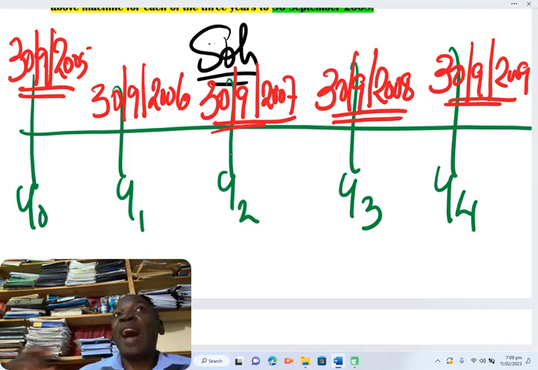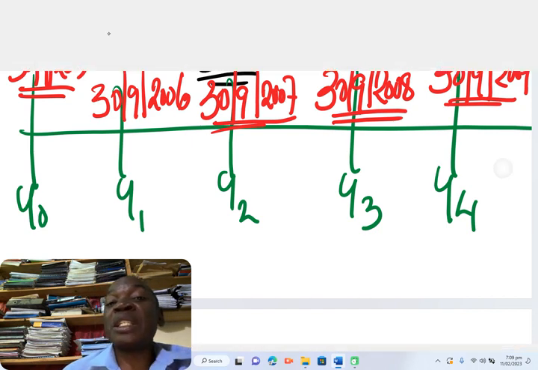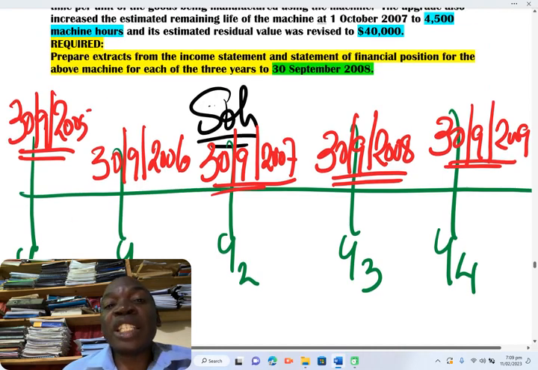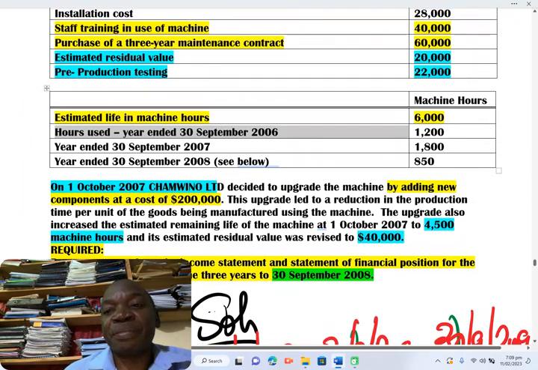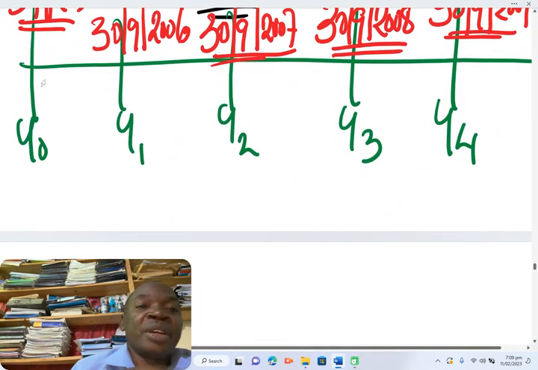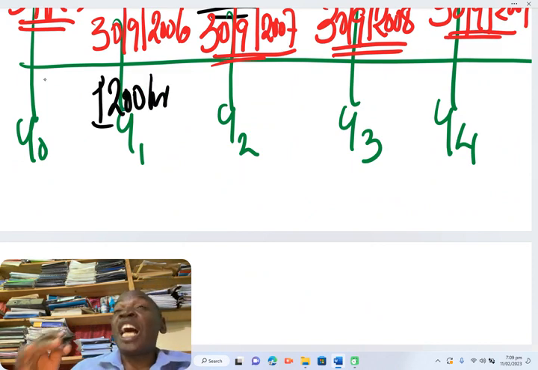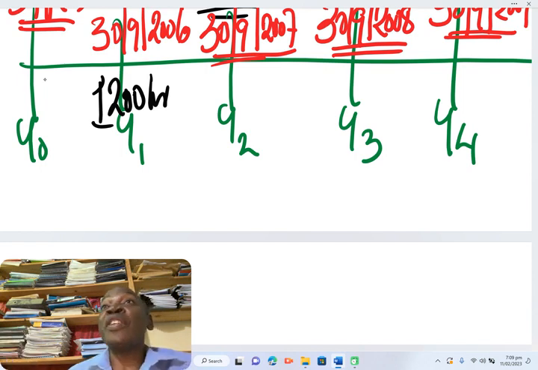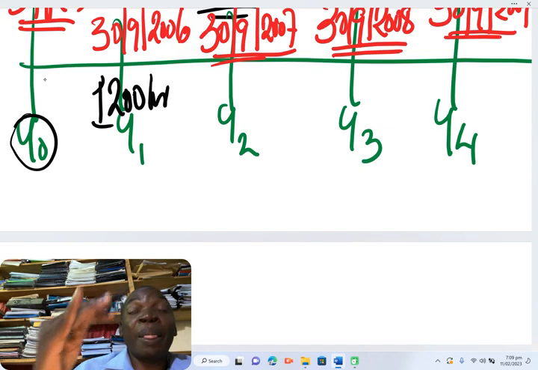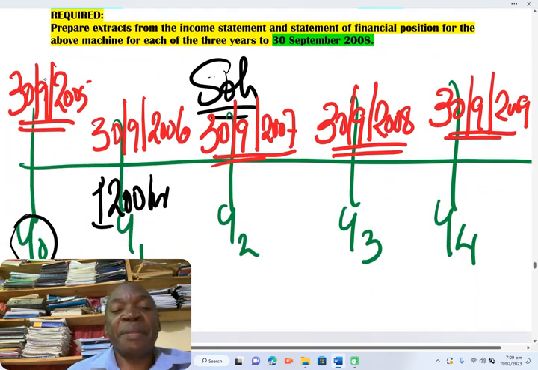Next, you have to report how many hours have been utilized in the production process. So the manufacturer has reported actual production in each year so that we can compute the depreciation rate. The first one is 2,500 machine hours. There is 1,200 hours. So the machine has used how many hours? 1,200 in year 1. In year naught, no machine hours, because it is the day of purchase. Next, 1,800.